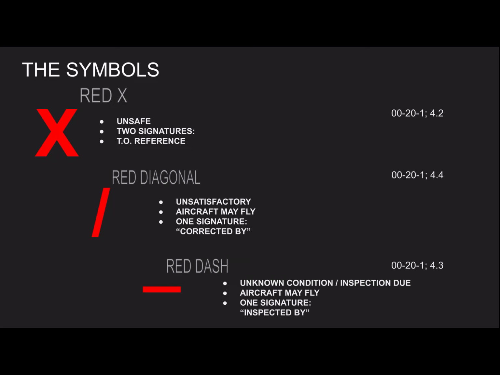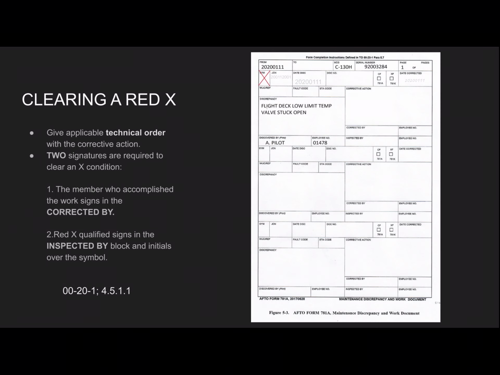The last symbol we have is the red dash. This shows that there is an unknown condition or that there is an inspection due. The aircraft can still fly, and this symbol only requires one signature in the inspected by block in order to be cleared.